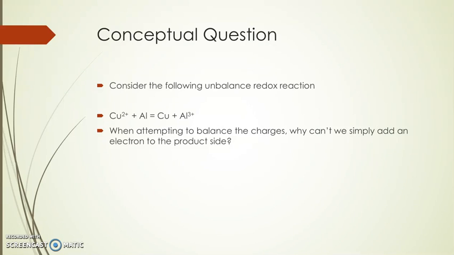Consider the following unbalanced redox reaction. When attempting to balance the charges, why can't we simply add an electron to the product side?